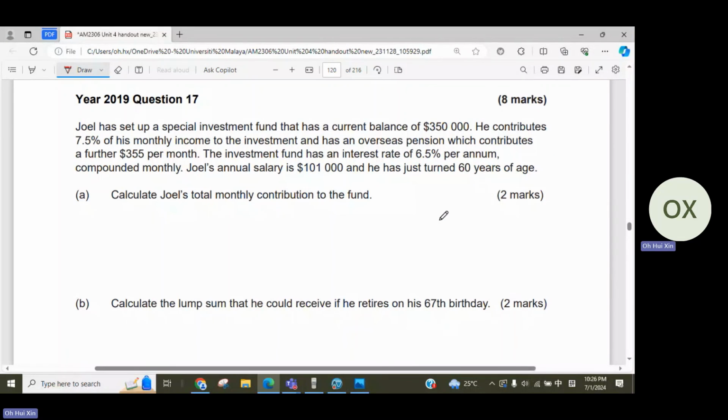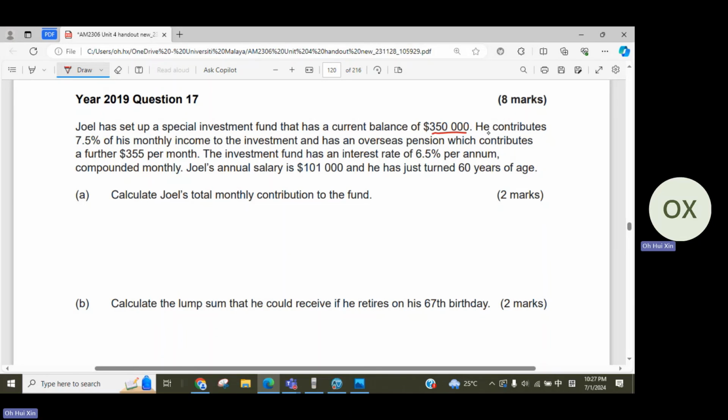Page 100. Joel has set up a special investment fund that has a current balance of 350,000, and he contributes 7.5% of his monthly income to the investment, and he has an overseas pension that contributes a further 355 per month. So try to understand the scenario. Now Joel actually has this, which is basically the PV. You can understand it as such, so the initial value is this.